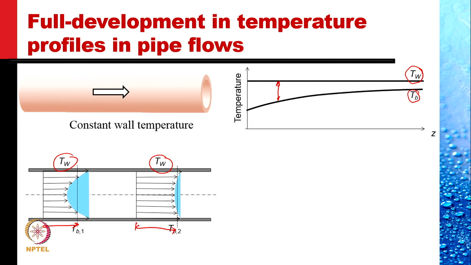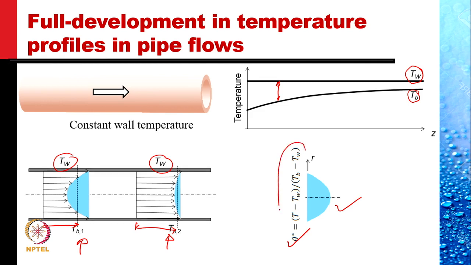But there must be something that is constant, something that is invariant with Z. And what is that? We discover that it is the normalized temperature difference, theta star, which is the temperature difference T minus Tw divided by Tb minus Tw. That has a constant shape. If I plot this at this location or at this location or at this location, I will get the same picture. So it is this which is invariant. An interesting argument. I thought I'd cover it here because it fascinates me.